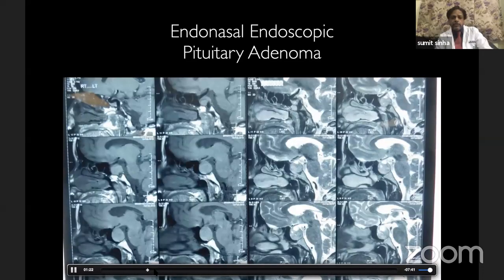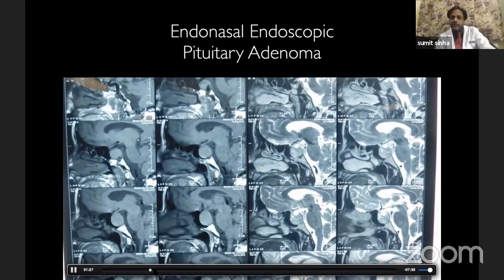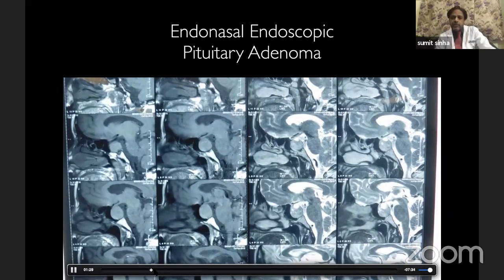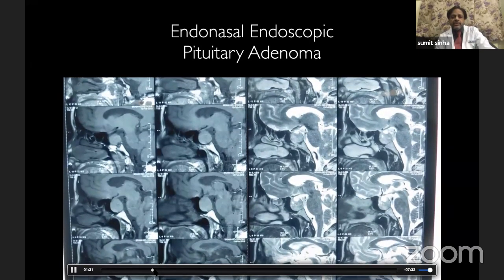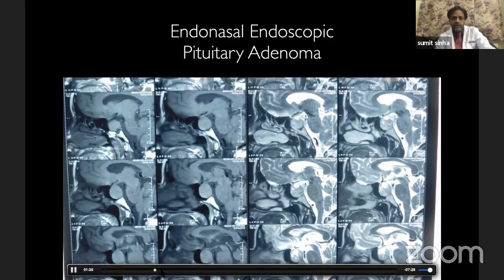So many people take the help of an ENT surgeon along with them in order to help them during the nasal step. But I personally don't prefer. I do the entire nasal step myself.